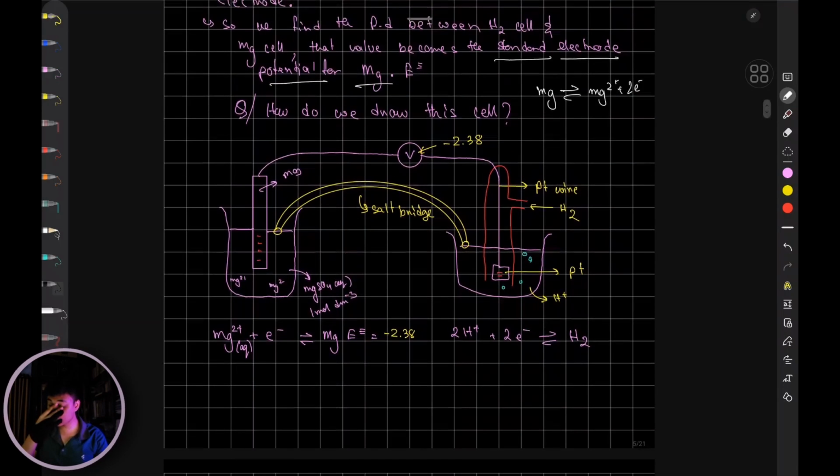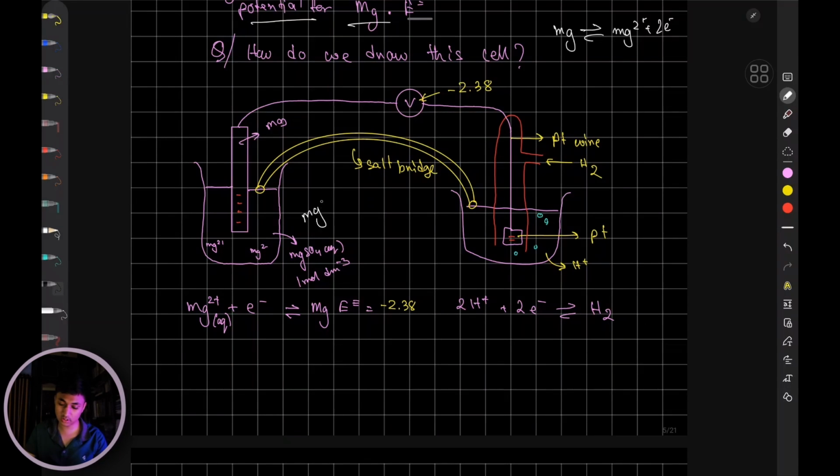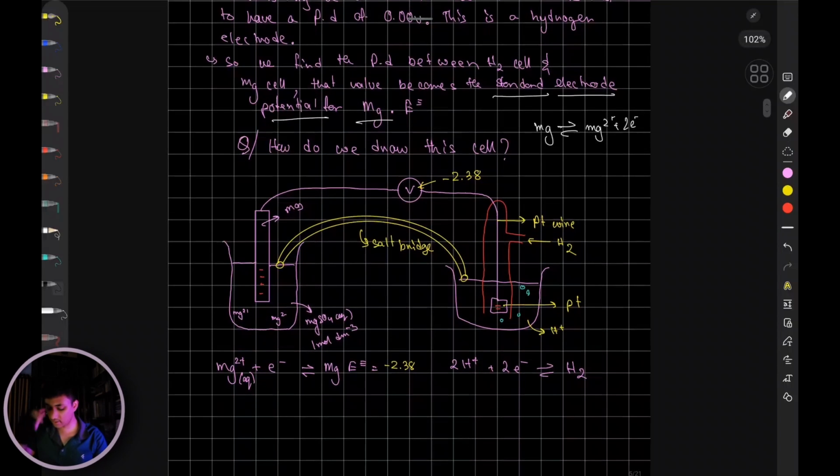A few things to keep in mind: draw the electrode, draw the solution, remember to write the solution as 1 mole per dm cube, right? Mg, that is magnesium sulfate, you're going to write it as 1 mole per dm cube of magnesium sulfate, because you want 1 mole per dm cube concentration of Mg2 plus. That is all, 1 mole per dm cube. And you're going to connect it using a salt bridge, label it as salt bridge. You're going to have a voltmeter. If you want, label it as voltmeter.